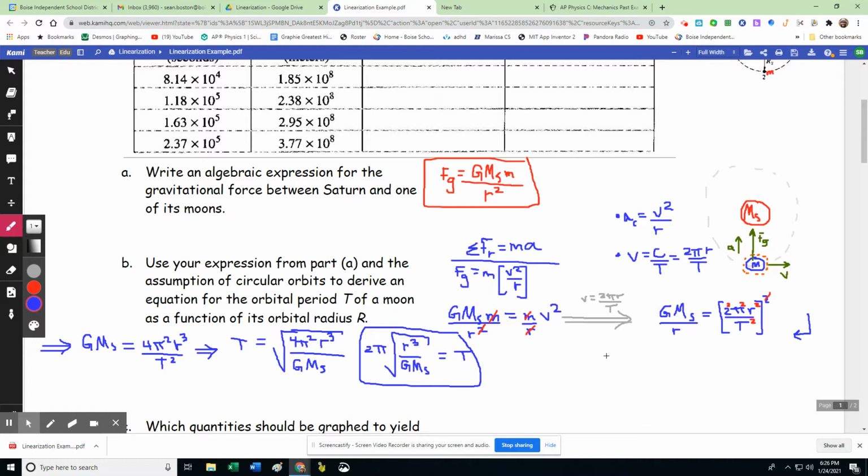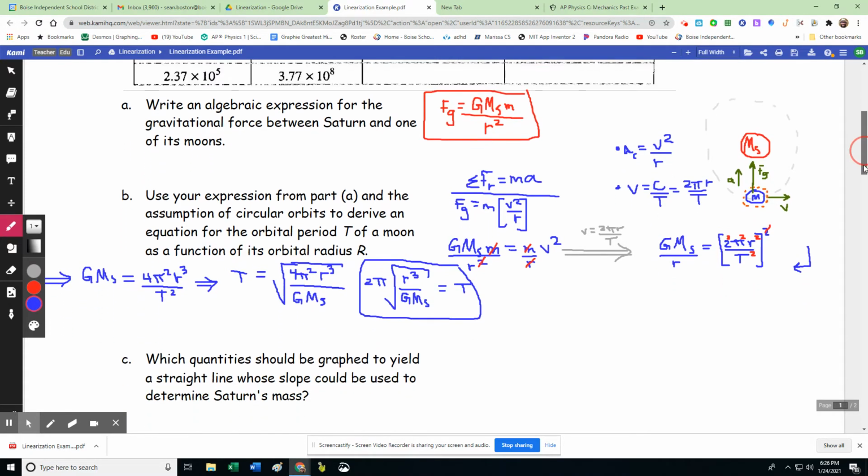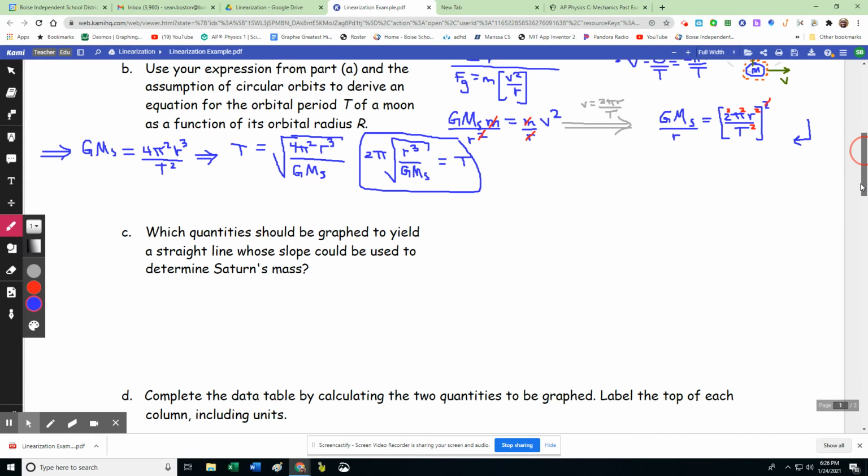Okay, let's move on to the next part here. So, by the way, once again, we're just understanding what it means to be in a free fall around a planet. That means you're orbiting around the planet, and basically you have centripetal acceleration. All right, let's go down here. Which quantities should be graphed to yield a straight line whose slope could be used to determine Saturn's mass?